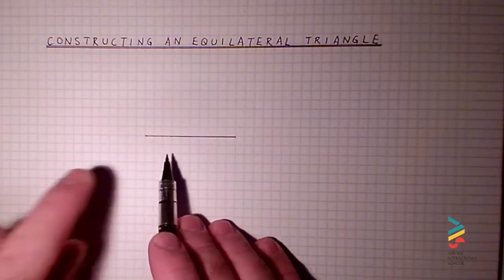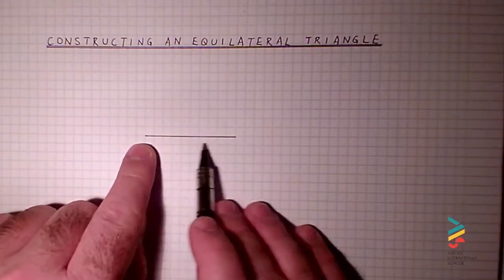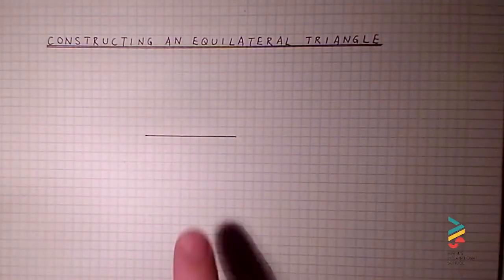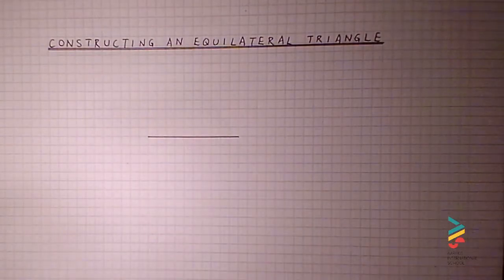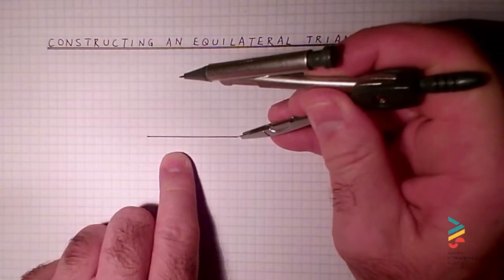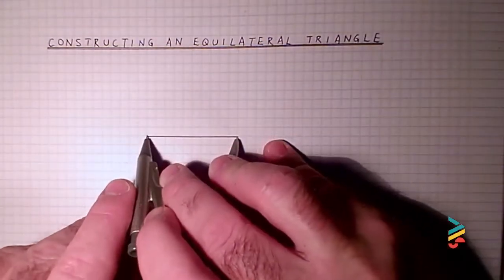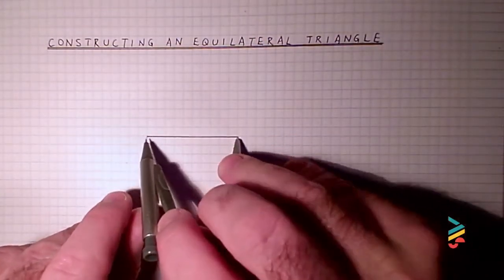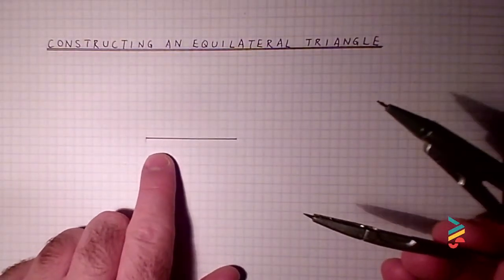Of course, that's just 10 of my half centimeter graph squares, so I could just count along 10 of my squares. Sometimes it's a bit easier to use the square grid that's there than a ruler. So that's one side of my triangle, and I'm going to get my compass to the same length, 5 centimeters, as that line that I've just drawn.